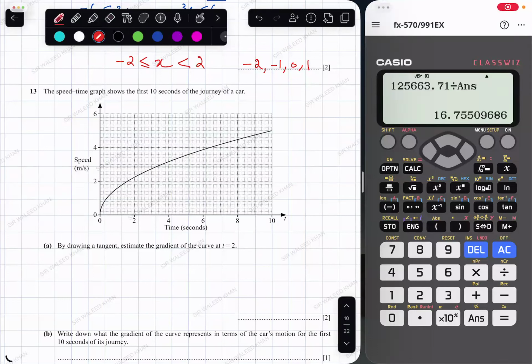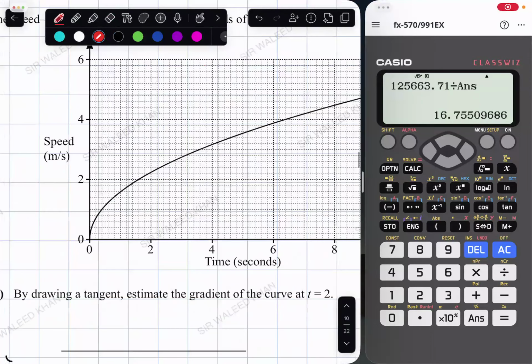Whenever we are dealing with a curve and we have to calculate the gradient at a specific point, right? Because on a curve the gradients keep on changing. So that is why at t is equal to 2, we have to go towards the graph and draw a tangent over here. So tangent is a line touching the curve at a specific point, at this specific point. So let's say this is, let me rearrange it a bit.